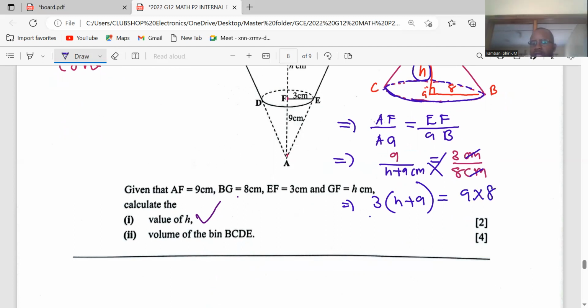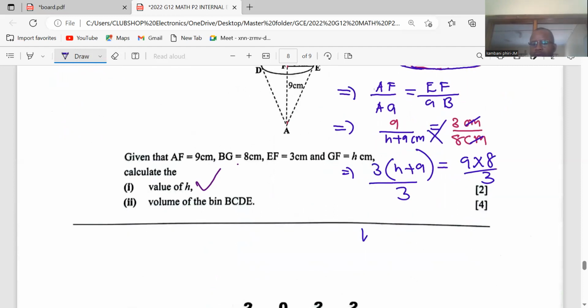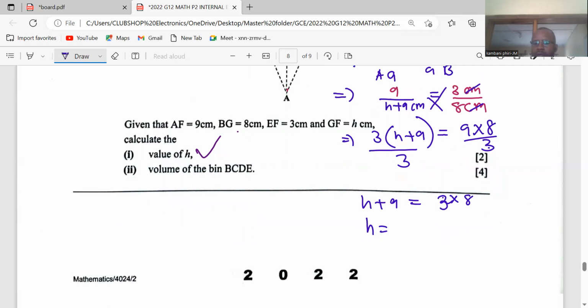So I can divide by 3. I can divide by 3. So H plus 9 is equal to 9, 3 into 9 is 3, so 3 times 8. Okay, so H plus 9 is equal to 24. So H is equal to 24 minus 9.